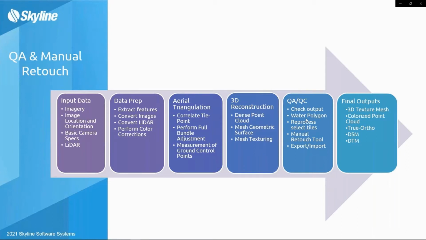Now for the QA/QC, the integral part is that the process that is now built into the software is once the automated output is out, you can create a water polygon, which any area that has water, they want to have cleaned up into a more level surface. Then you can reprocess selected tiles with alternative settings or different presets, and then do the manual retouch tool, which I'll go over in the next part of the demo.